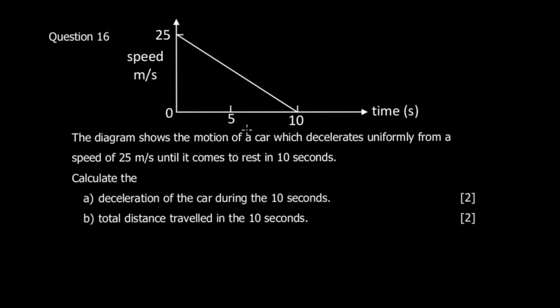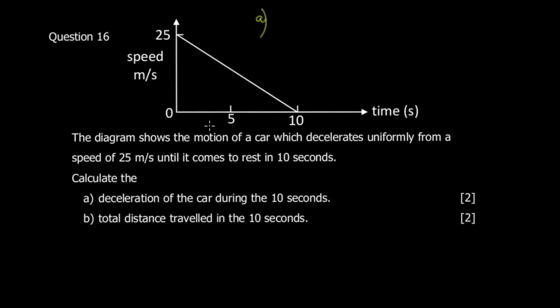So the diagram shows the motion of a car which decelerates uniformly. Decelerates simply means slows down. If this is a straight line and it's a speed time graph, it's shown by a straight line. It means that it's steady, it's constant. So it decelerates uniformly from a speed of 25 meters per second up to 0, so up to a stop in 10 seconds. So this is the time axis, and then you're asked to find part A.